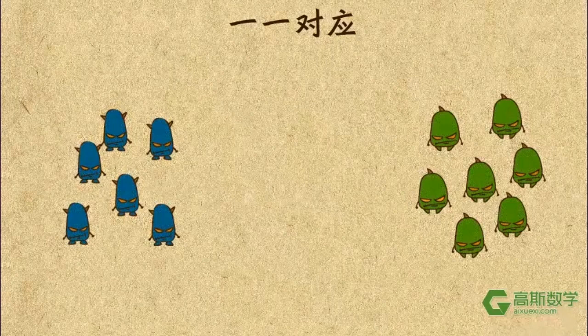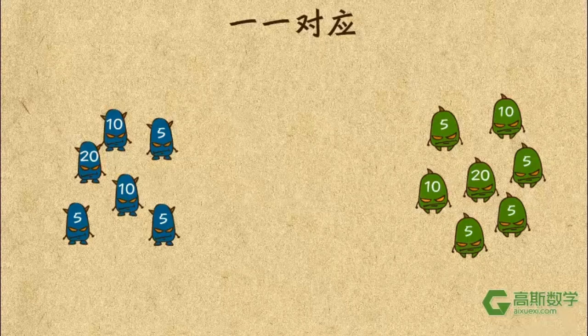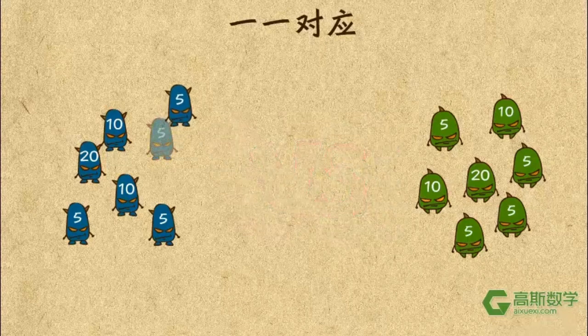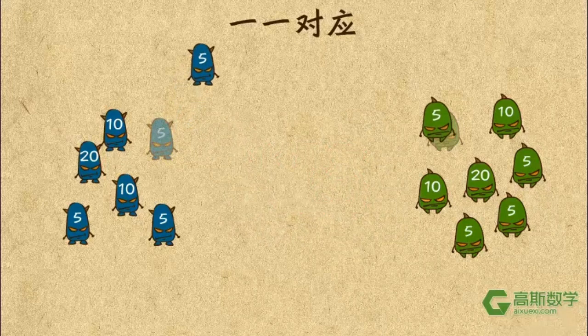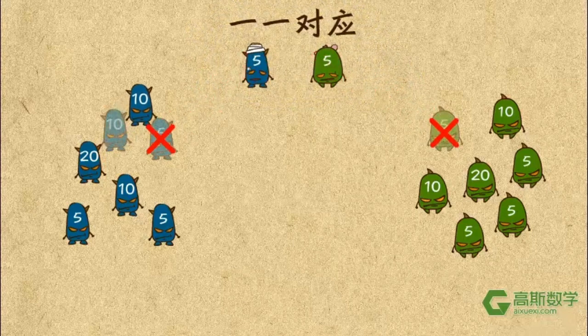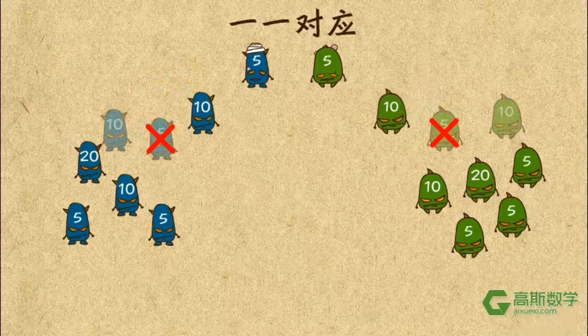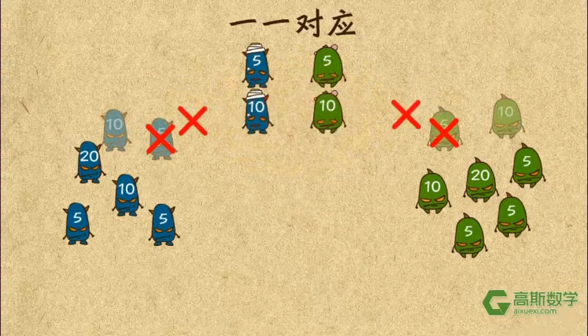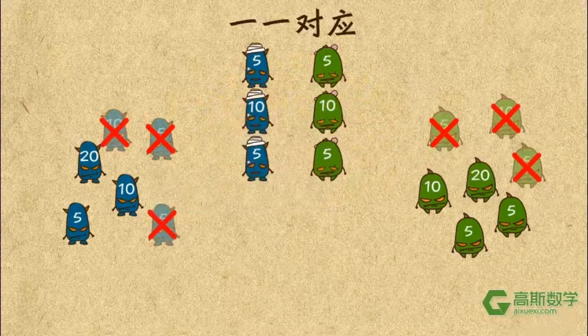For example, consider two groups of monsters engaged in a battle, with each monster having a number on its head representing its combat power. Which group do you think would win? On the left, there's a monster with a power of 5, and similarly, one on the right. After they fight, both are defeated. Then, another monster with a power of 5 appears on the left, and another on the right. They fight again and both fall.